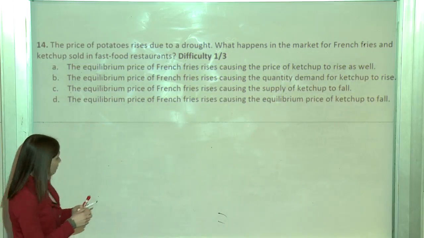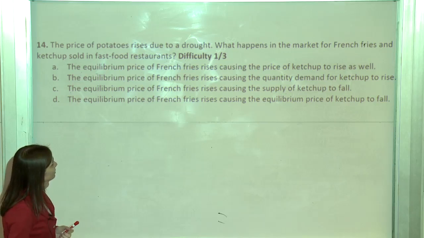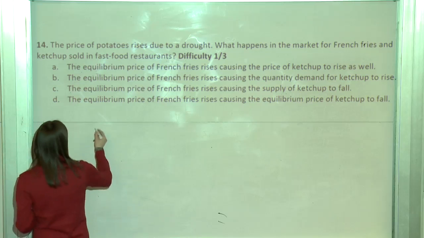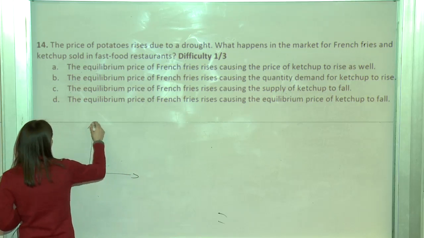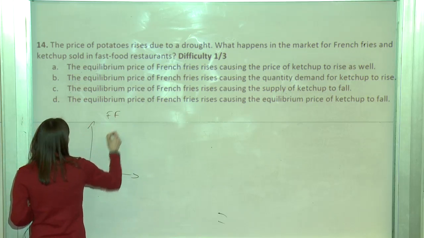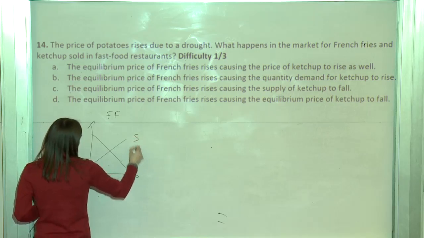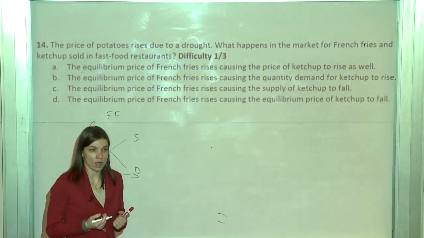The price of potatoes rises due to a drought. What happens in the market for French fries and ketchup sold in fast food restaurants? Okay, so we have potato price going up. Let's look at the two markets. Let's look at the market for French fries first. So this is French fries. What is it? Supply, demand. Okay. So the price of potatoes is going up.